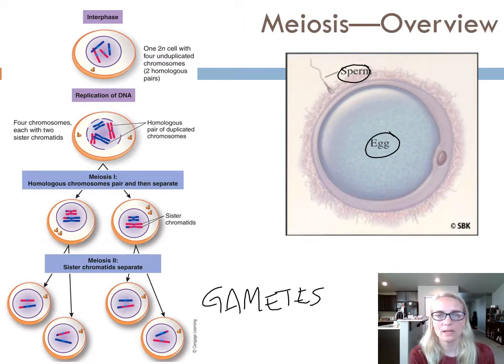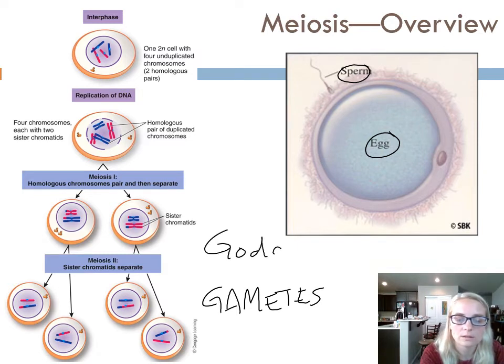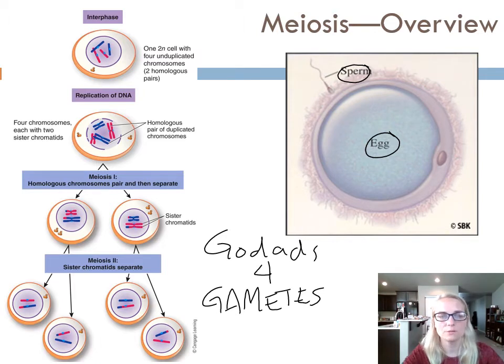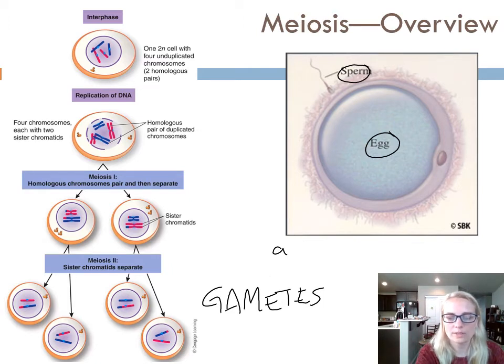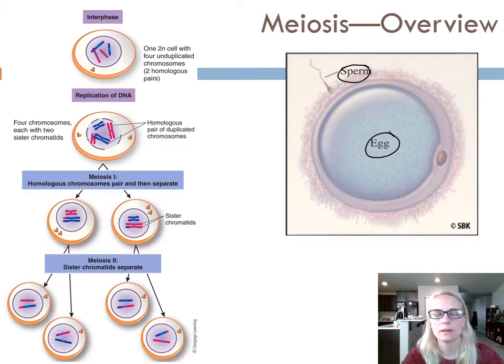Everywhere else in your body is going to go through mitosis when they do cell division. It is only in your gonads, ovaries and testes, that produce the gametes. So gonads for gametes, right? It's like a slogan, gonads for gametes, or gametes from gonads, however you want to think about it. So that is the sole purpose of meiosis, to generate sex cells, eggs and sperm.